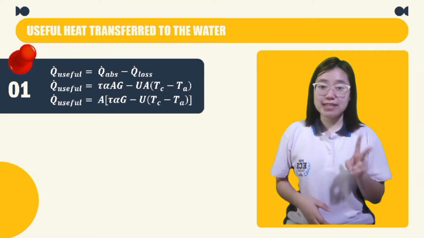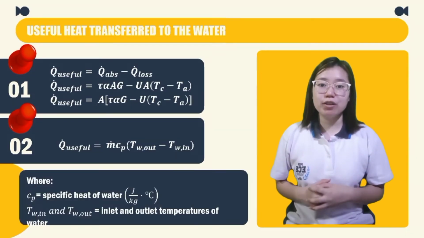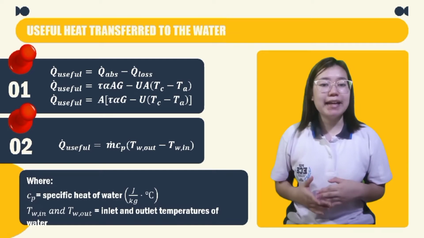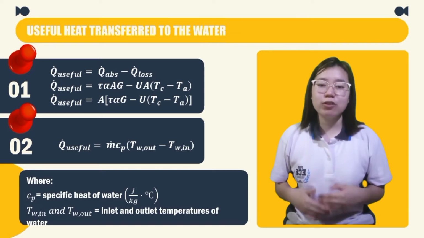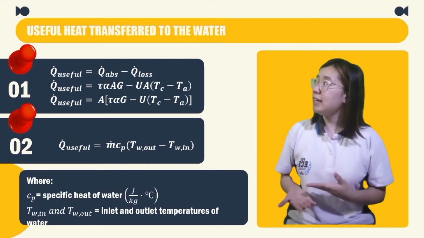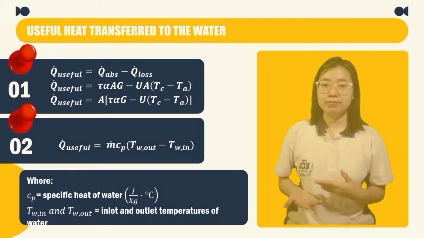We can also use the second formula if the mass flow rate of water flowing through the collector, m, is known. This should be multiplied by the specific heat of water and by the difference of the outlet and inlet temperature of water, as seen in equation 2 here.